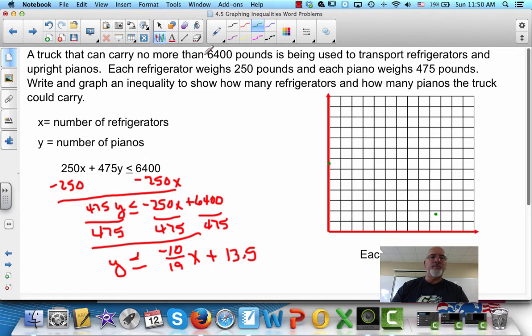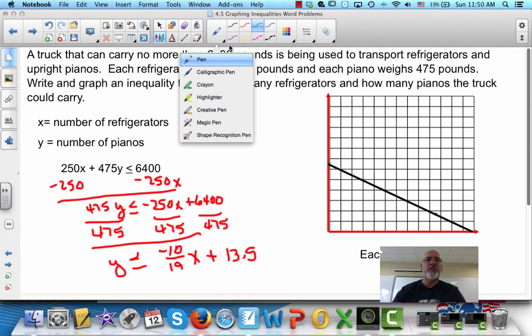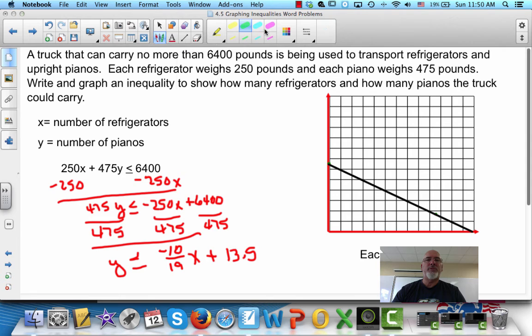Now we need to draw our line. Okay, and where are we going to shade? We're going to shade on the lower side because it says less than or equal to. So let's get our highlighter here and choose a color. Let's choose purple this time. Less than or equal to means we're going to shade this side.